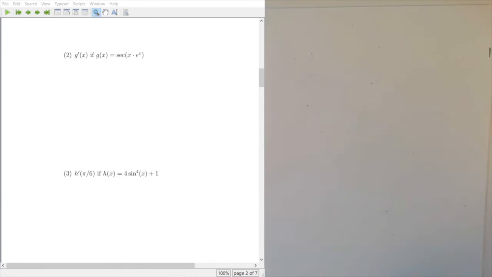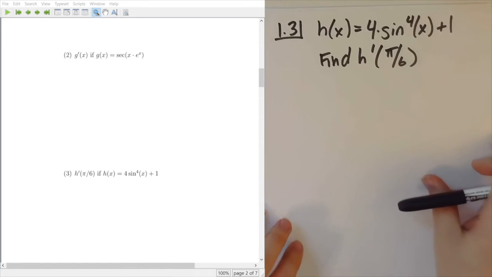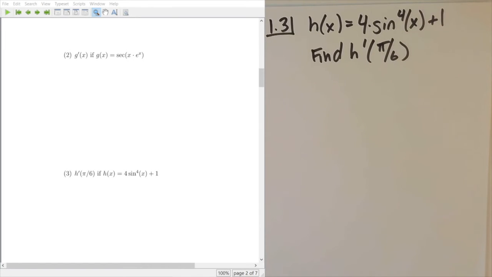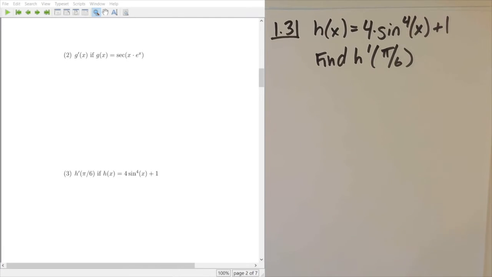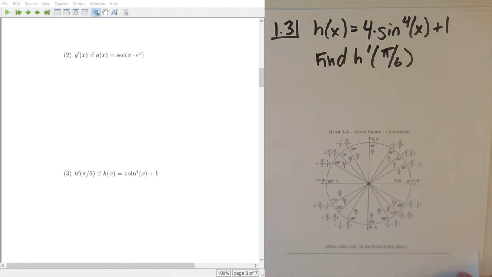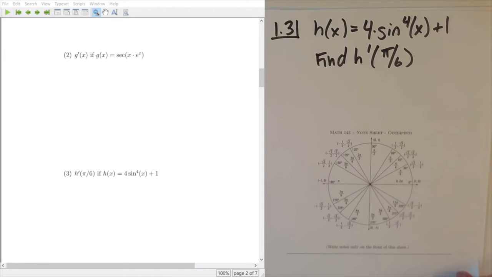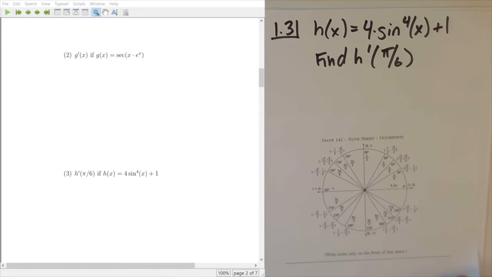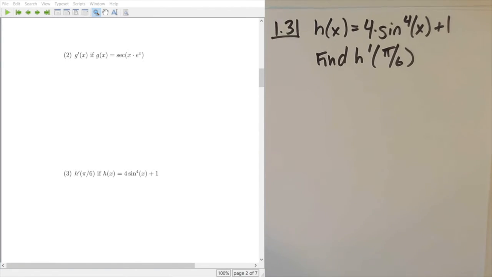The next question, 1.3 now, asks us to find the derivative of 4 times the sine of x to the fourth of x plus 1 at pi over 6. Okay. So note, you're going to want to have your handy-dandy unit circle nearby for this kind of calculation, because we're going to need to, at the end of the day, look up this value on your unit circle.